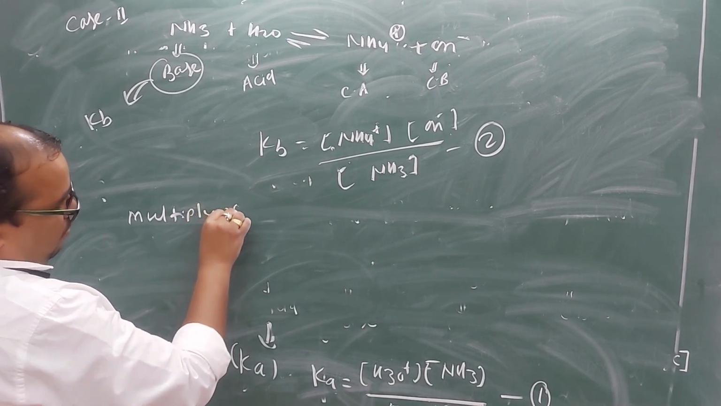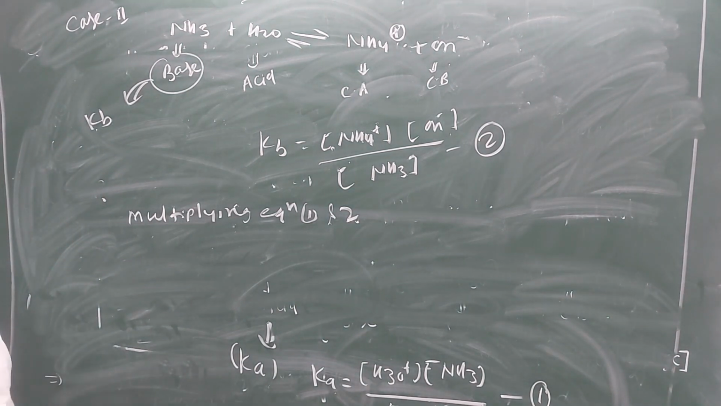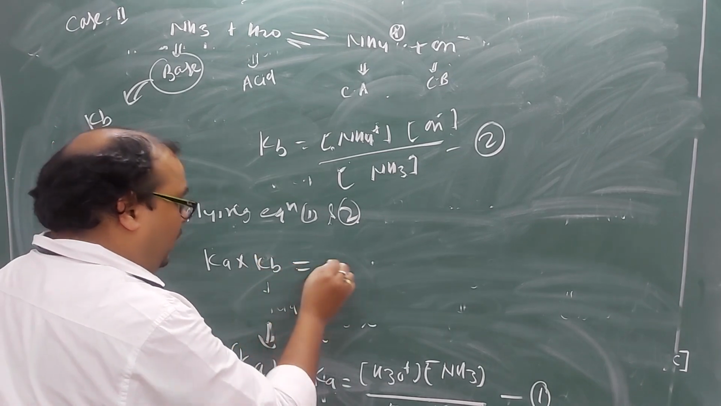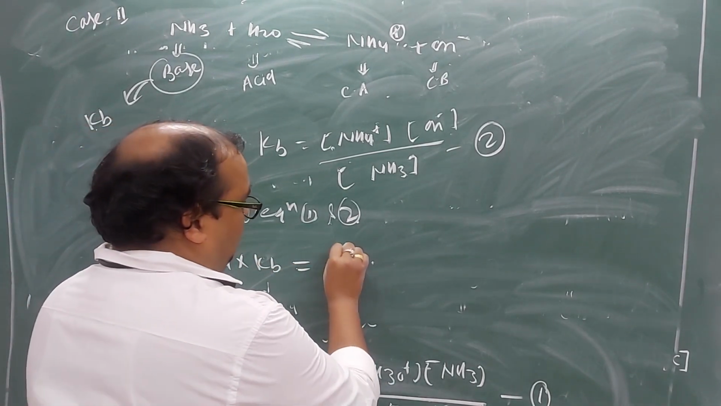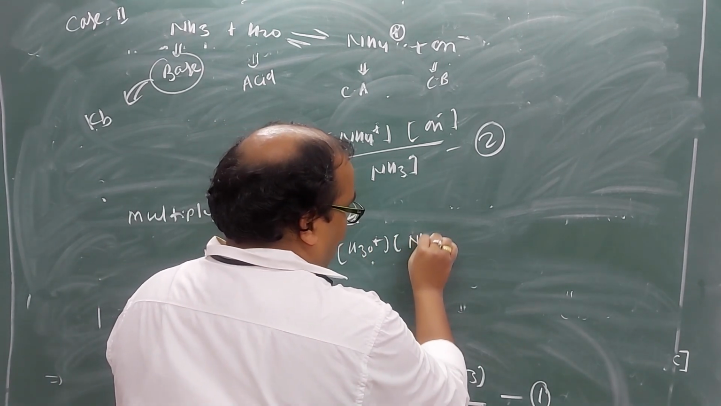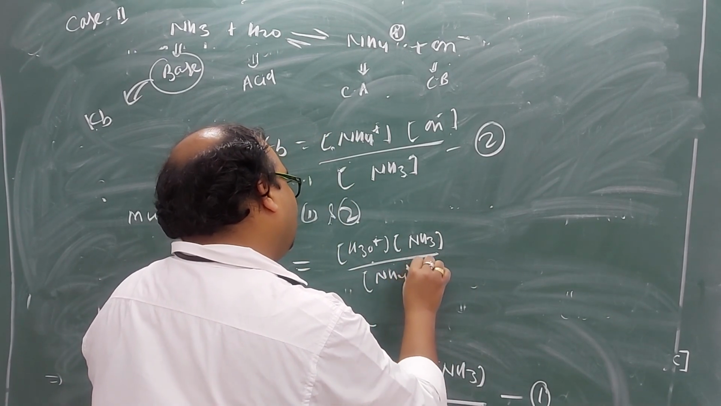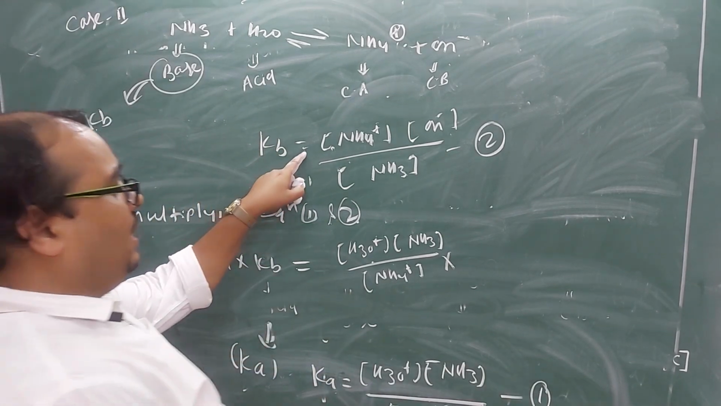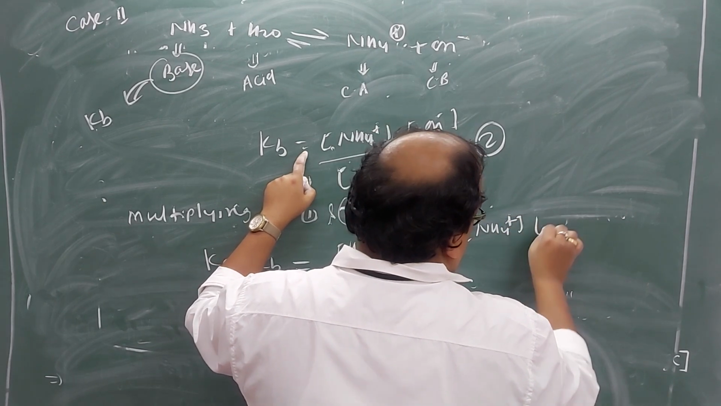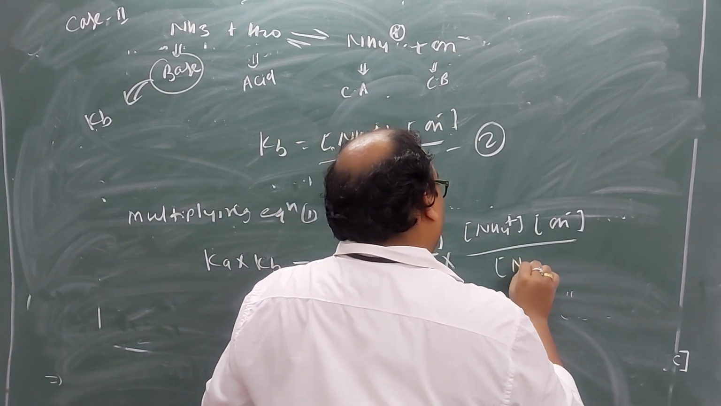Multiplying equation 1 and 2, that is Ka into Kb. What is Ka? Ka is the hydronium ion concentration into NH3 concentration upon ammonium ion concentration. And what is Kb? Kb is the ammonium ion concentration into hydroxide ion concentration upon ammonia concentration.